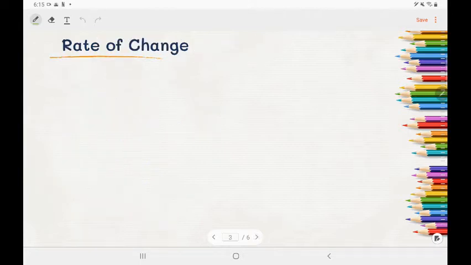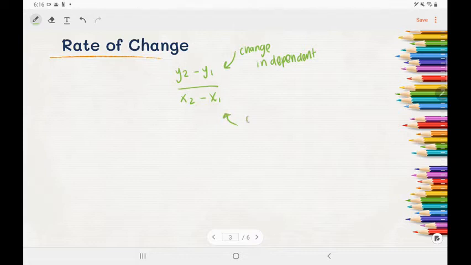Now, how do I calculate this rate of change? Just as a reminder, here's my rate of change formula: y2 minus y1 over x2 minus x1. The top represents the change in the dependent variable, and the denominator stands for the change in the independent variable.